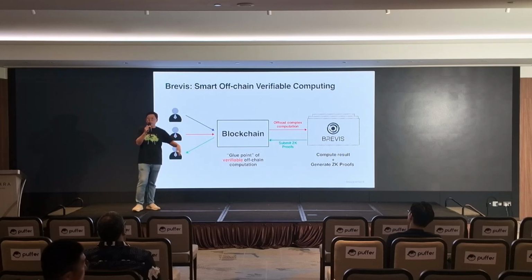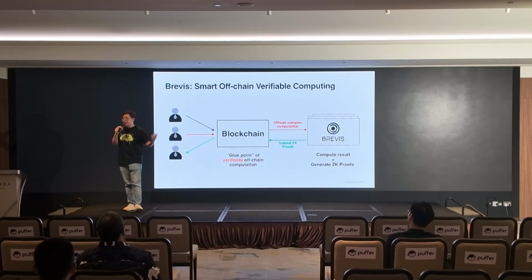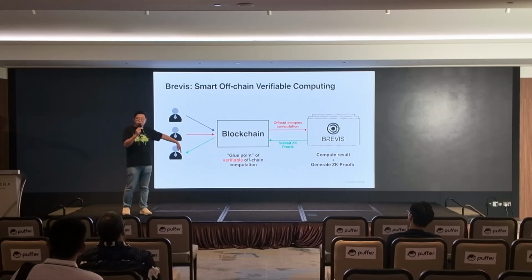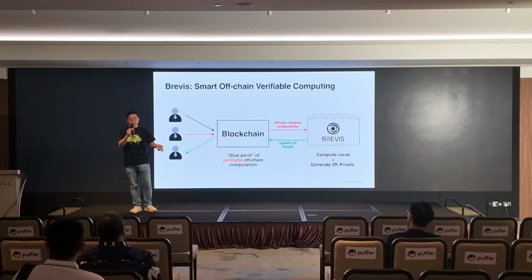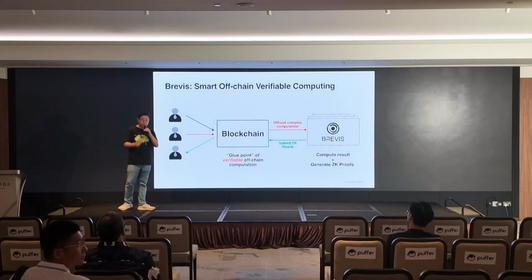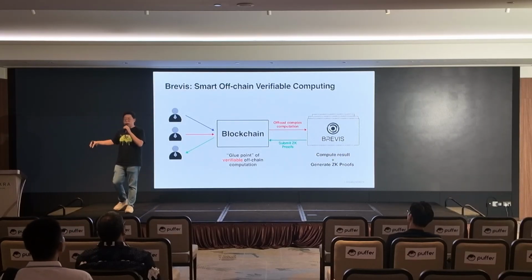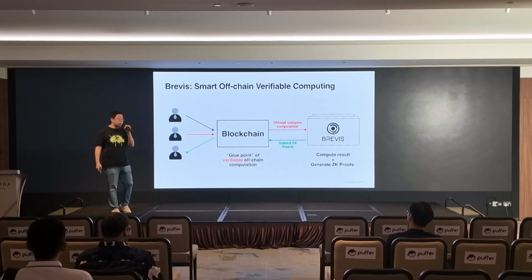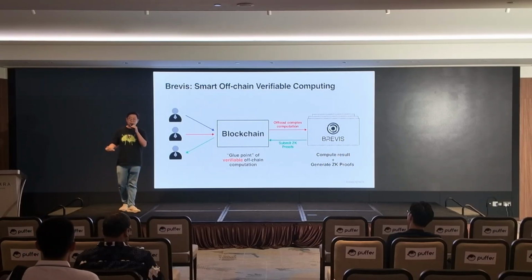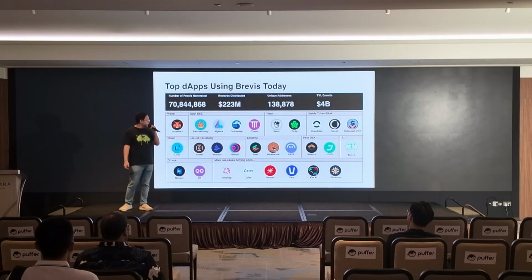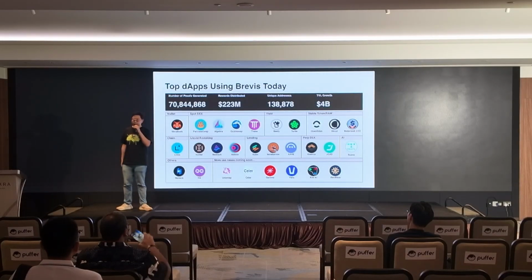And Brevis is not only doing the computation, but also generates a ZK proof. The proof will be bridged back to the blockchain, where the smart contract can verify the computation easily and securely. So blockchain now becomes a glue point of your application instead of the central point of all computation.